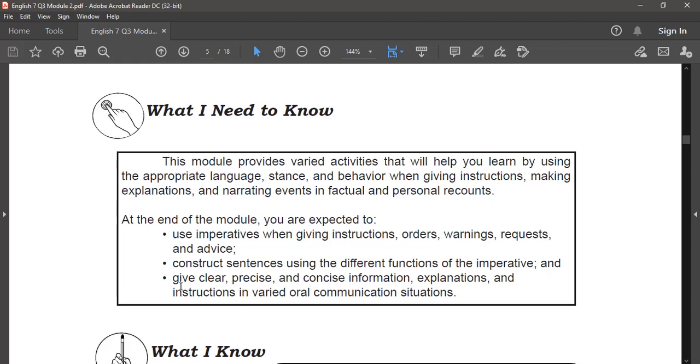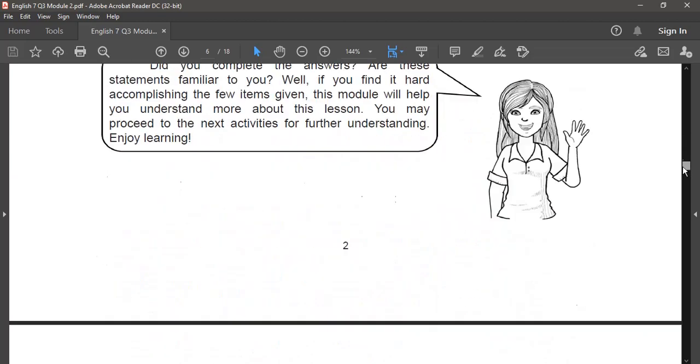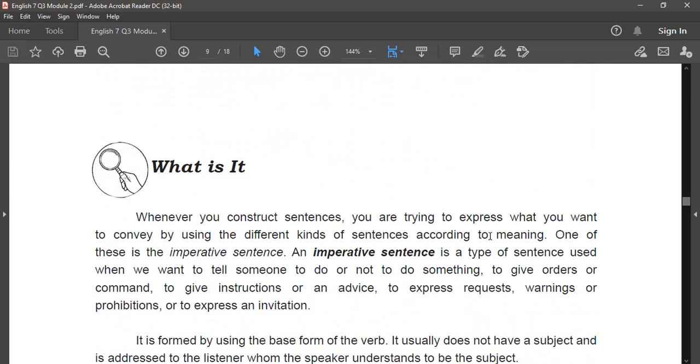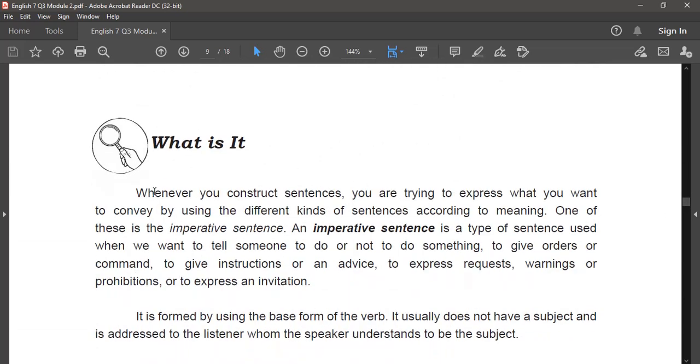And lastly, you will learn to give clear, precise, and concise information, explanations, and instructions in varied oral communication situations. Okay, so let us now go on with the most important part in this module, of course, the "What is it" part. So according to "What is it", I will read.